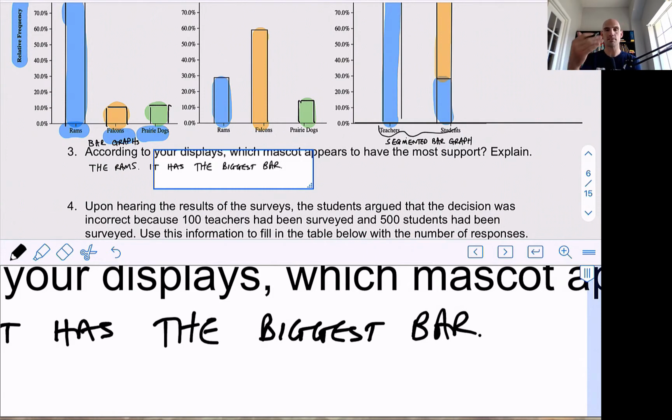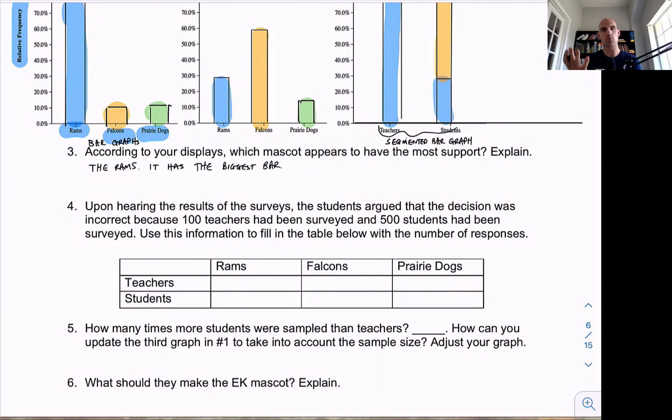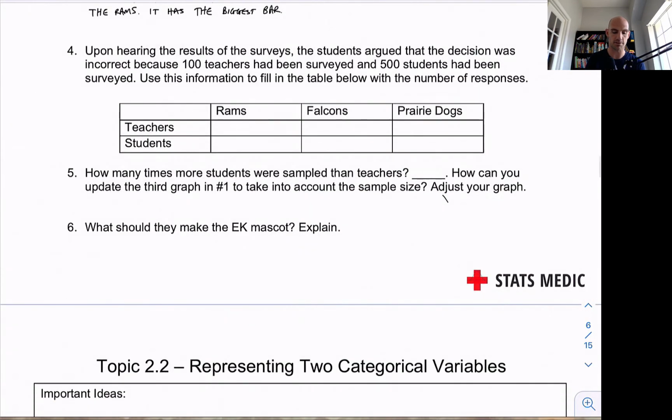Well, what does that mean? Let's drop down a little bit and see, if it's that obvious, why are we talking about this? Upon hearing the results of the surveys, the students argue that the decision was incorrect because 100 teachers had been surveyed and 500 students had been surveyed. So think about that for just a minute.